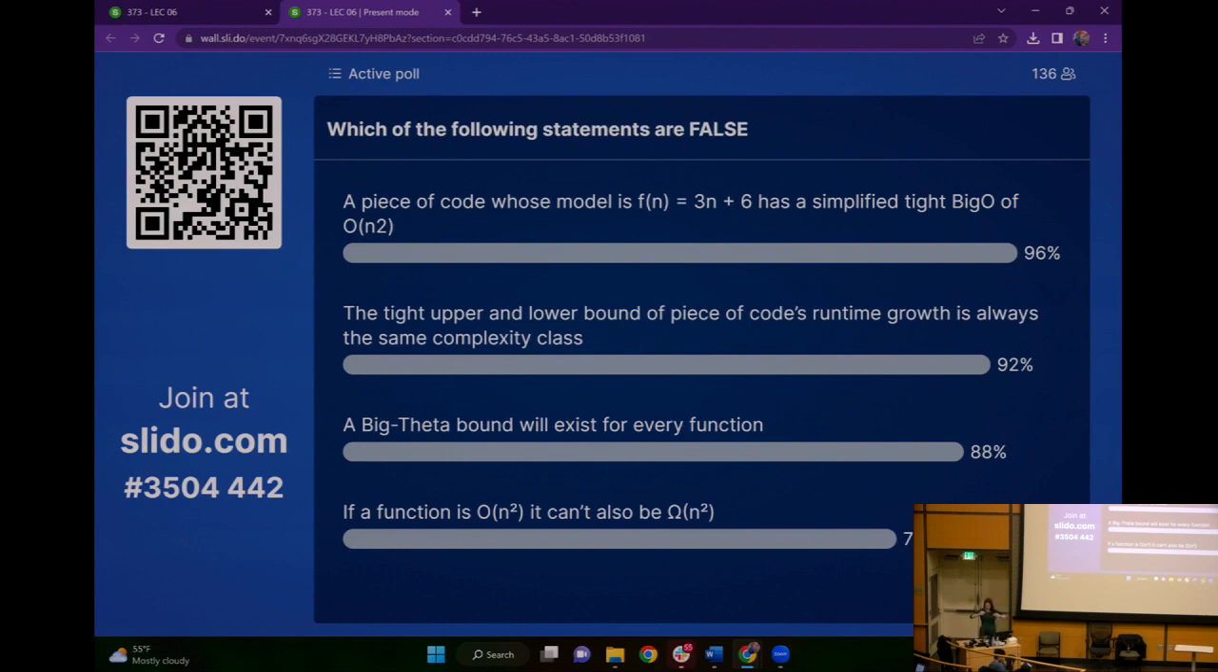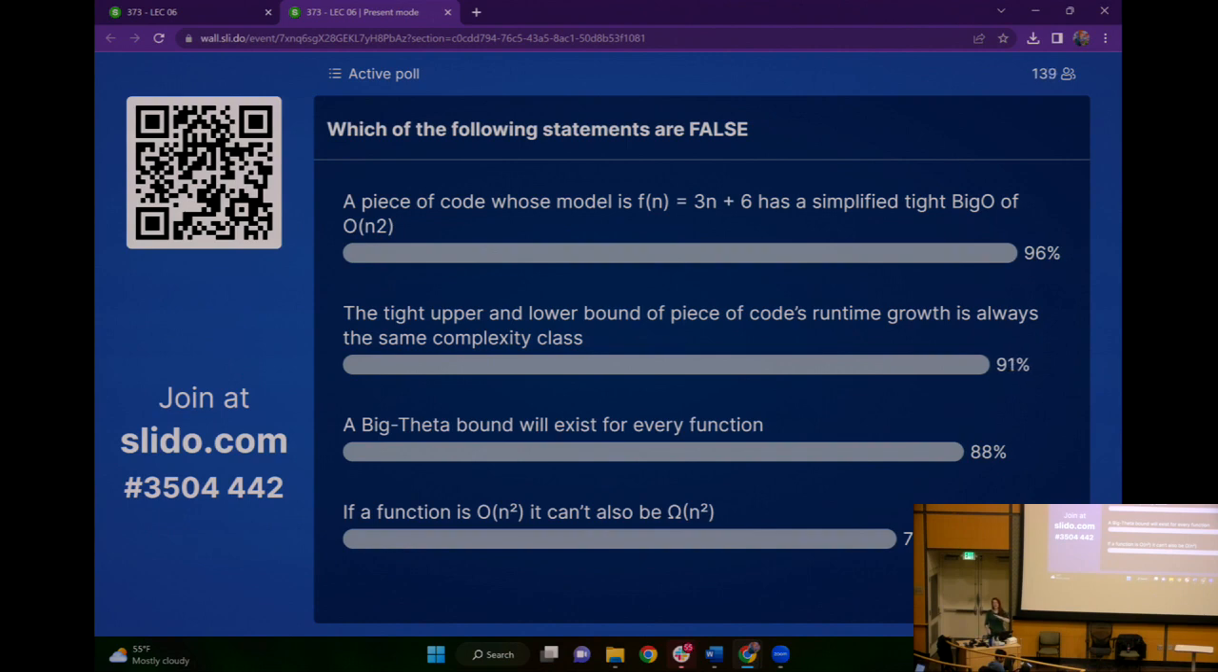And then finally, if a function is in O of n squared it cannot also be omega of n squared. I also agree with the 78% of you that this is also false. These were all false. That was my little trick there. And that is, there is one particular complexity class for which it is both big O of n squared and omega of n squared. Does anybody know that complexity class?